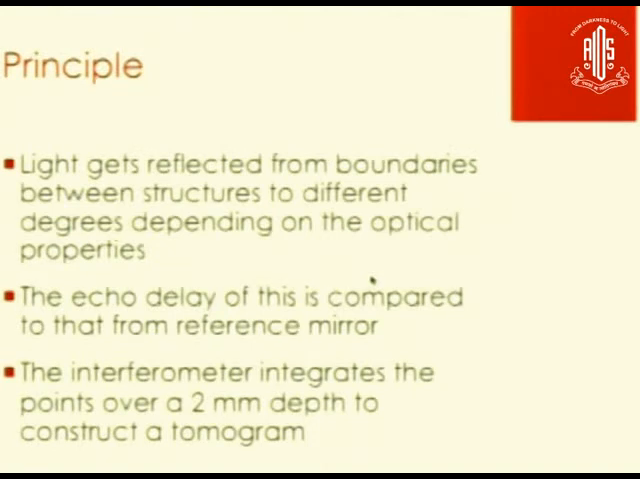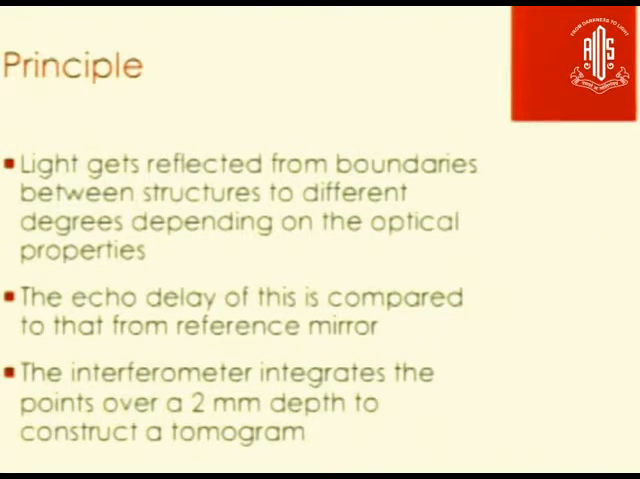Now, the principle is that the light gets reflected from the boundaries between structures to different degrees depending upon their optical properties. Each tissue has a different optical reflectance property, and depending upon that, the junction may be highly reflective or lowly reflective. And the echo delay is compared with the light which is projected onto a reference mirror, which comes back immediately. So the time taken for the light to come back from the reference mirror is compared with the time taken for the light to come back from each of the interfaces to know where the depth lies.